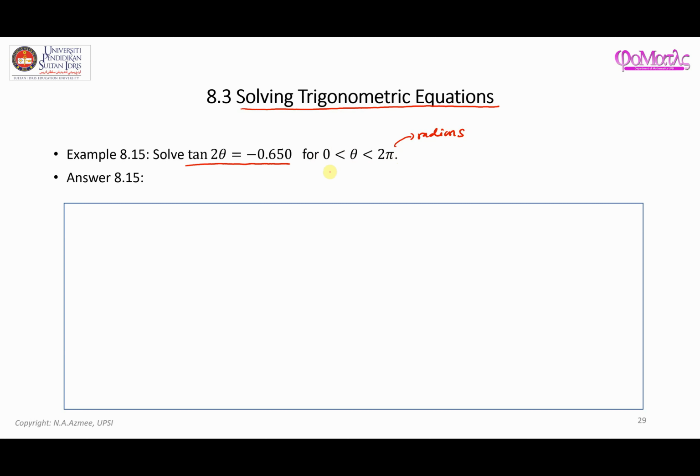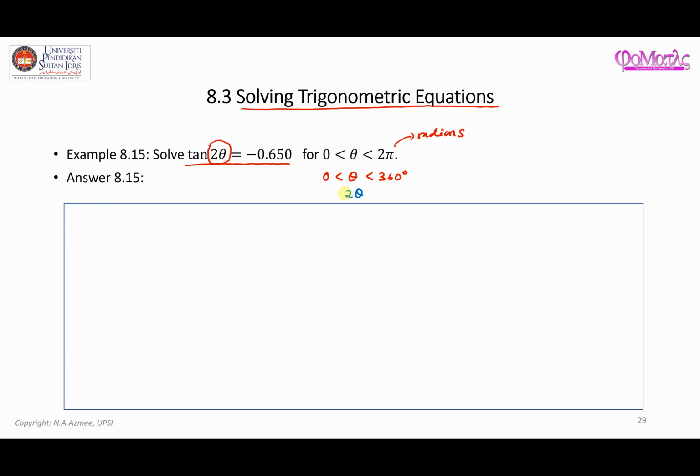So theta is greater than 0 degrees and less than 360 degrees, which is 2 times 180 degrees. But we cannot stop there because the question is asking for 2 theta instead of theta. So here we need to do some adjustment to what we have. We're going to multiply theta by 2 in order to match what is asked by this question.